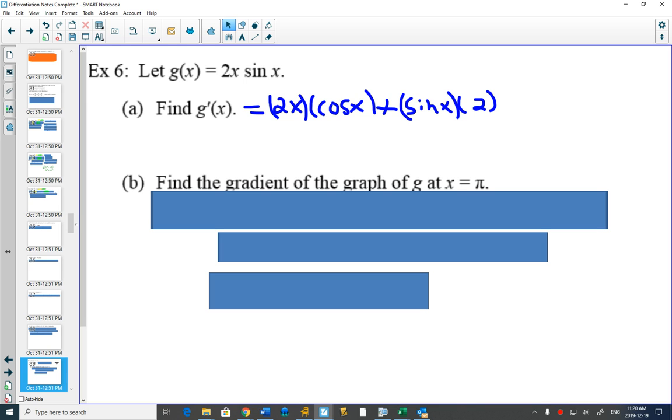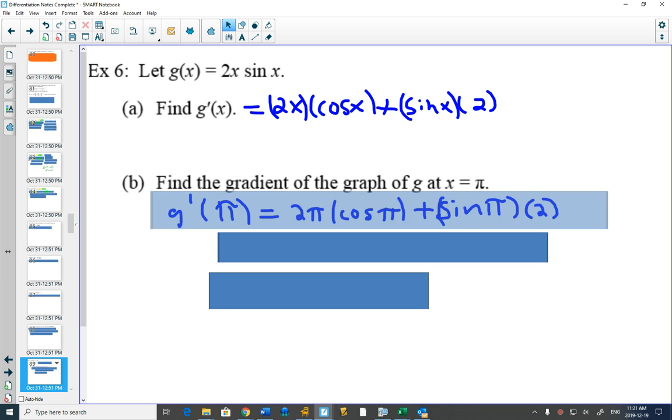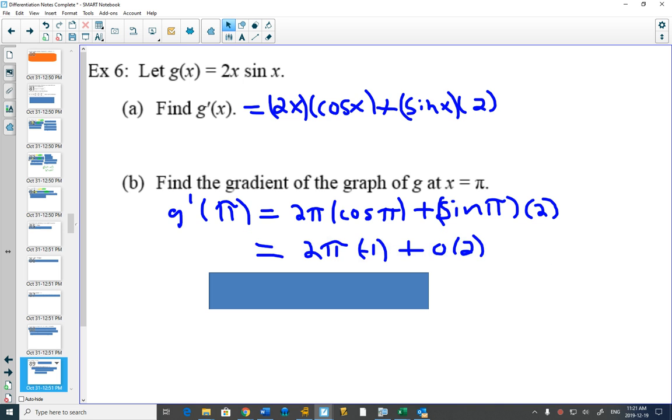And then in part B, when it says find the gradient of the graph at x equals pi, that means we're trying to find the slope of the tangent at that point. Our derivative is the function that has the slopes of all the tangents. So if we want to find it at x equals pi, we just have to plug in pi. And then it goes back to your pi plate and your unit circle. Do you remember what cos of pi is? What sine of pi is? Negative 1 and 0. And so the final answer is just negative 2 pi.